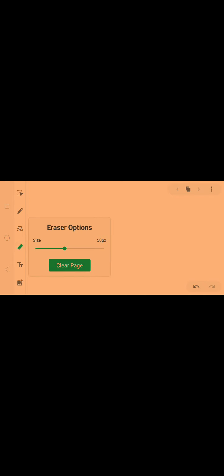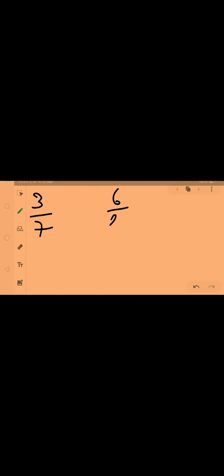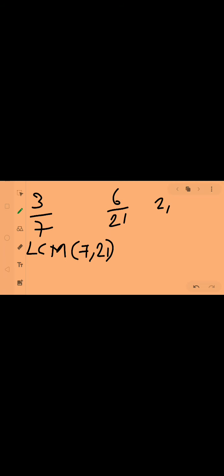Let's look at one more example. Let's take 3 by 7 and 6 by 21. These are unlike fractions, with both numerators and denominators different, so in this case we take the LCM. Let's take the LCM of the denominators. The denominators here are 7 and 21. Remember, while finding the LCM, we use prime numbers as divisors: 2, 3, 5, 7, and so on.